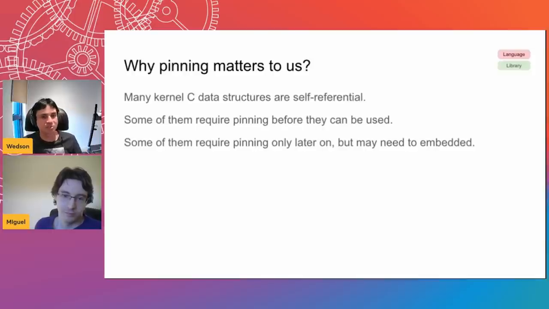Why does pinning matter to us, right? I've been talking about reusing C code, but what does it have to do with pinning? And the answer is, a lot of the kernel data structures on the C side are self-referential, right?